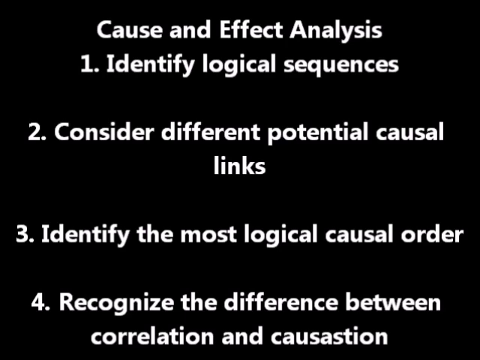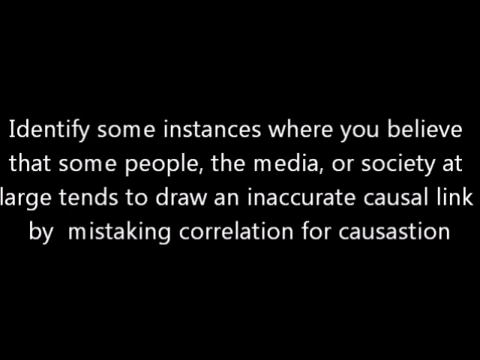Let's identify some examples of this in the world around us. Last week, I provided you with some examples of how the media sometimes oversimplifies issues by failing to identify all the causes behind an effect. What I would like you to do at this time is write down some examples of issues or topics where you commonly see other people or the media or just society in general draw an incorrect causal link. Perhaps you can even see some instances where society tends to mistake correlation for causation.